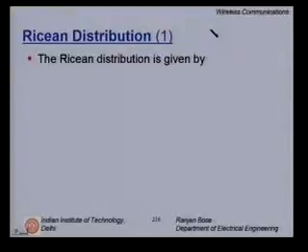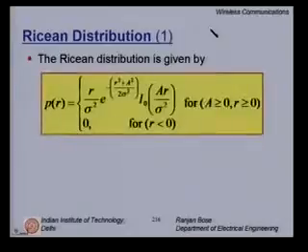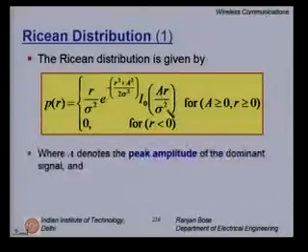Mathematically, the Rician distribution is given by the following. P of r is again, for r greater than or equal to 0, r over sigma squared e raised to the power minus (r squared plus a squared) divided by 2 sigma squared, I naught of (a r over sigma squared), and 0 for the negative values of r. Clearly, it is the envelope of the signal. So, I should not have any distribution for r less than 0.